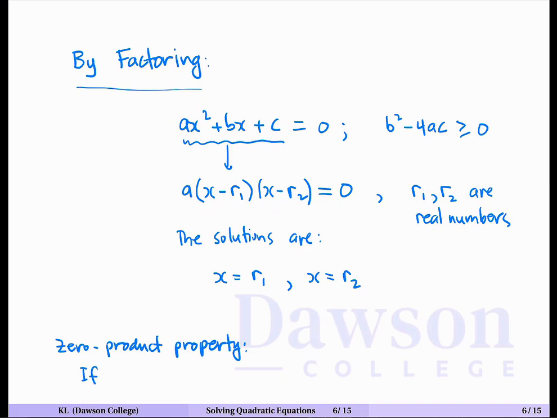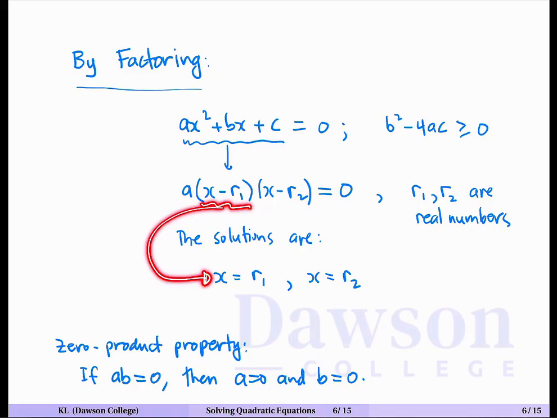If AB equals 0, then A equals 0 or B equals 0. So if we look at this, A times (x minus R1) times (x minus R2) equals 0. This means this part here will correspond to this one, while this part here will correspond to this one, because of the zero product property. Okay?